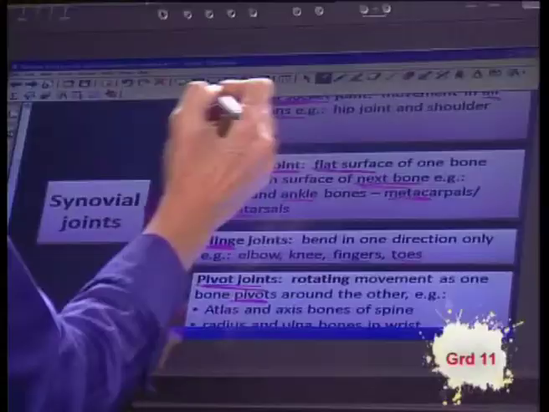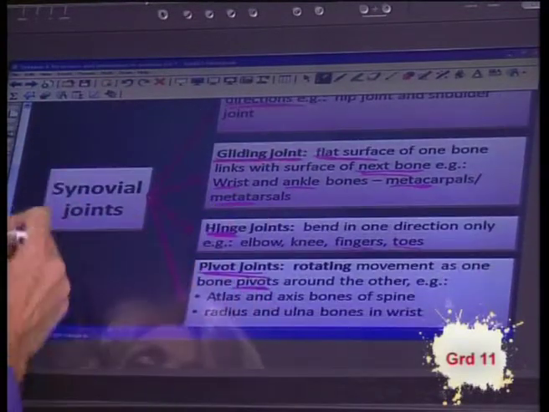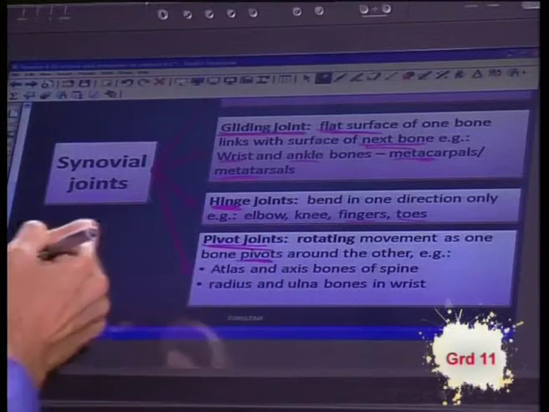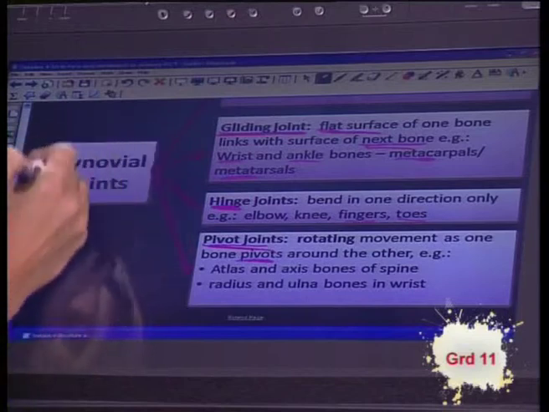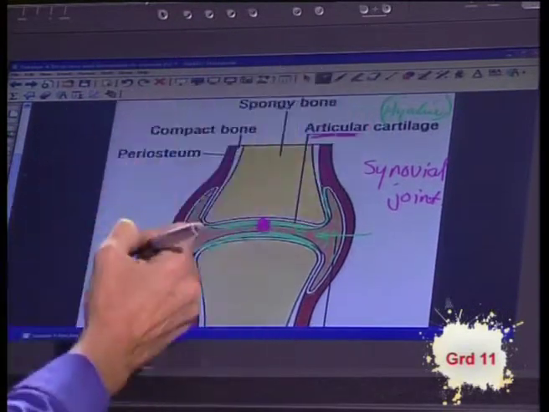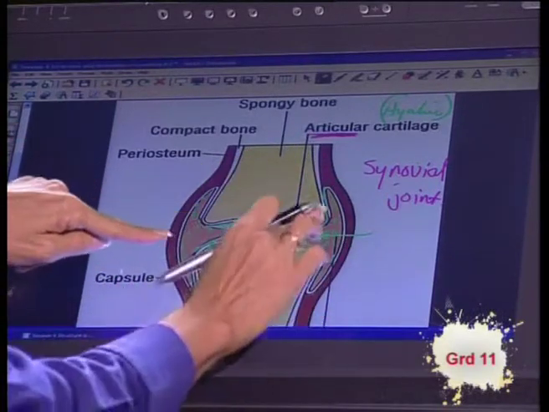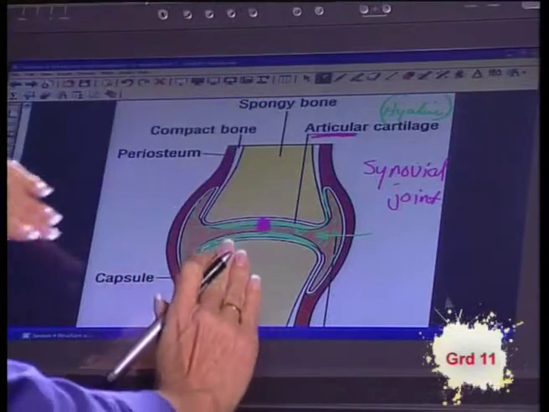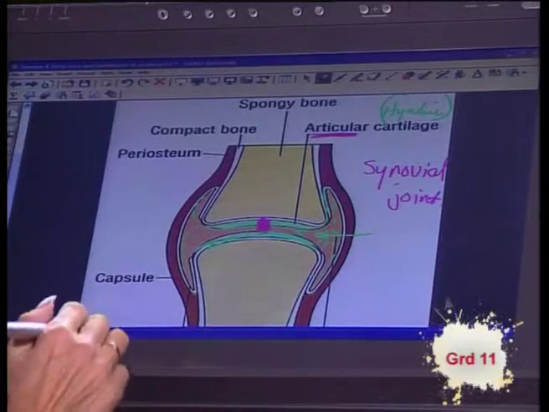All right, so that would apply to your ball and socket, your gliding joints, your hinge joints, and your pivot joints. All of these joints are synovial joints, so therefore all of them will have this basic structure. You'd have the bones, the articulating cartilage between the two bones, and you would then have the synovial capsule with the synovial fluid in the middle.